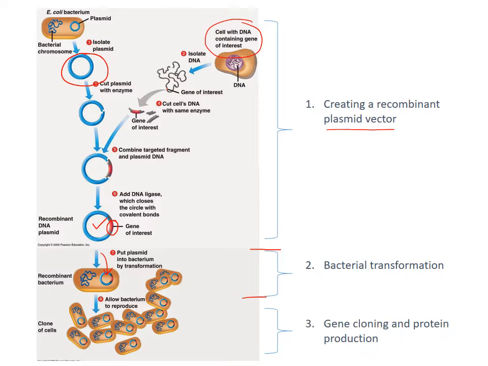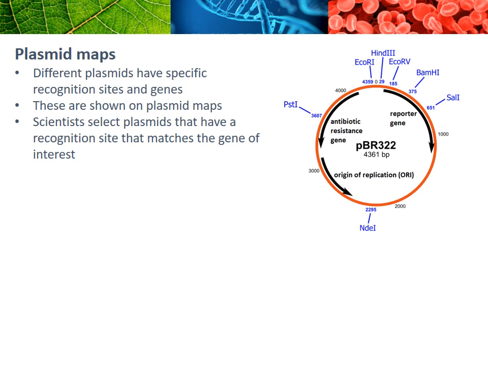And step three is cloning the gene by allowing the bacteria to divide, getting heaps and heaps of copies of it, and then actually producing the protein. Okay, three really, really important steps. Just to note now on plasmids, and you will have to pause the video in a minute. I'll explain what you're going to do, but in my quiz, I've got some questions related to this.